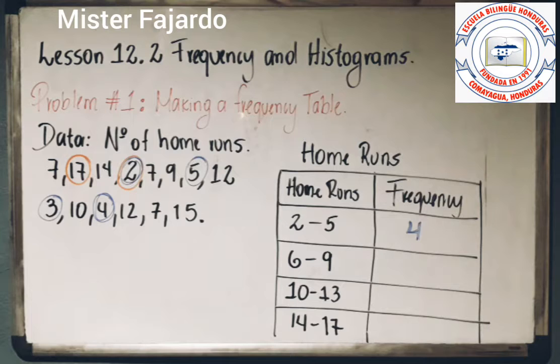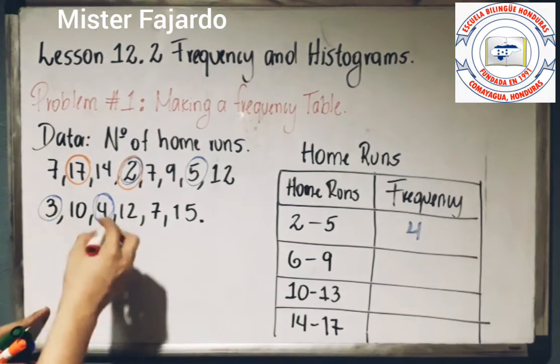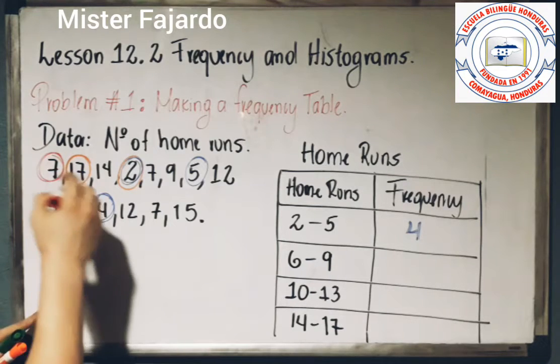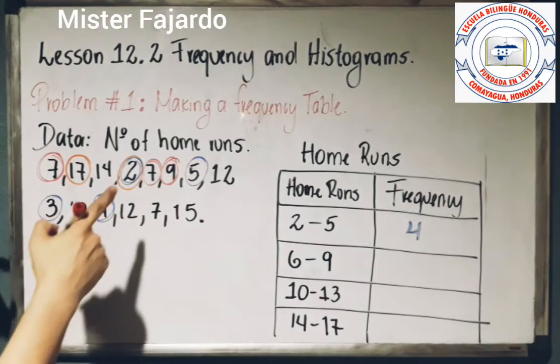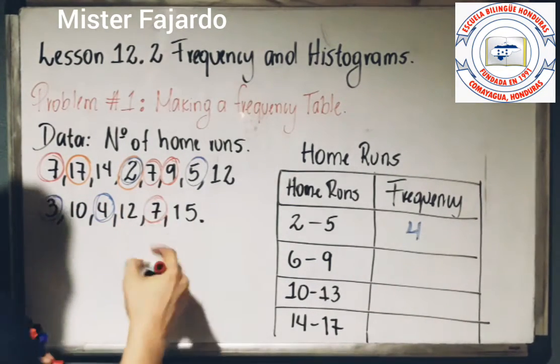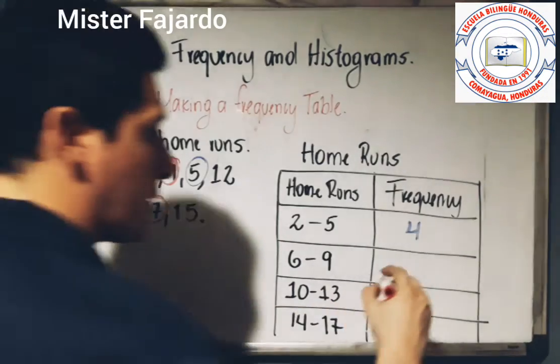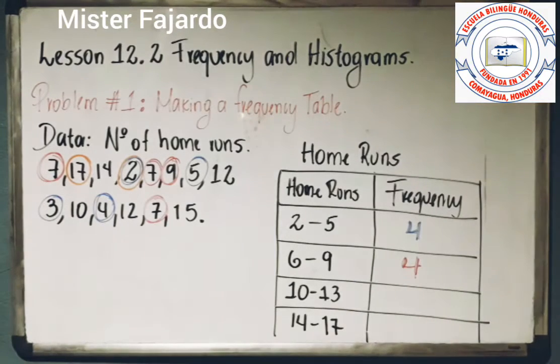Now I'm going to use the red one for the interval from 6 to 9. In this case, 7 is inside this interval, 7 again, 9 again. We have 3 and, let me see, 7. That means that we have 4 values that are in that interval. We have 4 here, right? That's the frequency table that we are doing right now.